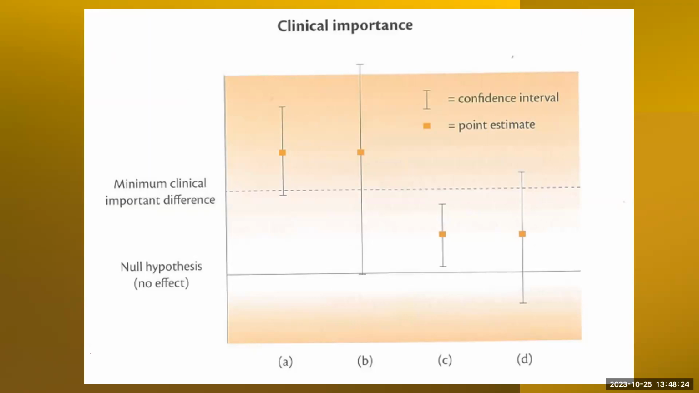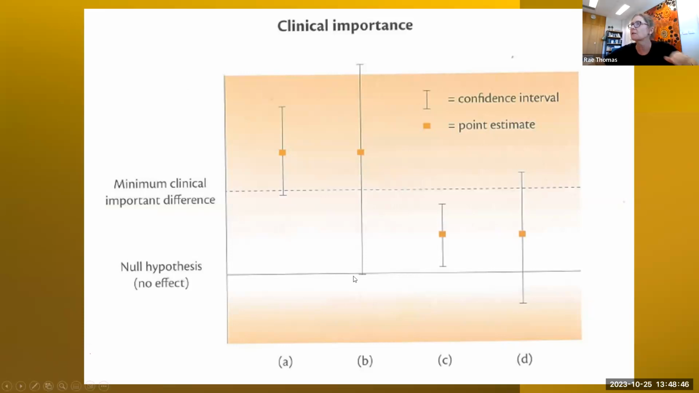I was wondering if you could just go over B again for me. So it's not statistically significant, but it's potentially clinically important. So what would the outcome of that be? What would you do? Judgment call. Yeah, I don't like it. So we're looking at B here.